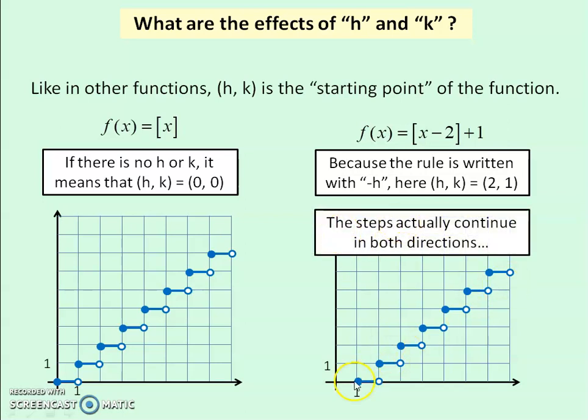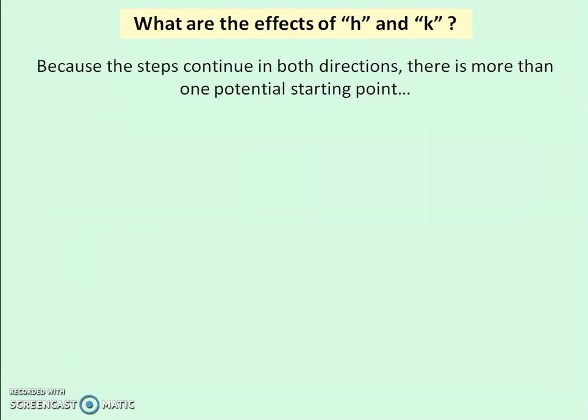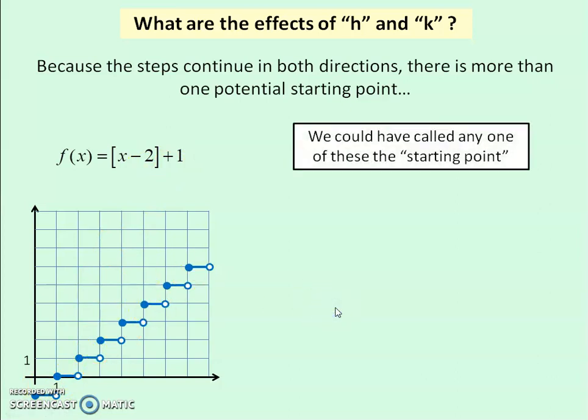This is just pointing out that these steps continue towards the right and the left, up and down. Keep going. So because these steps continue and because there are lots and lots of steps, it means that there's more than one potential, quote-unquote, starting point. Like here, it says that my hk is (2, 1), but any filled-in dot could have been a starting point of this same graph. So there are lots of other ones.